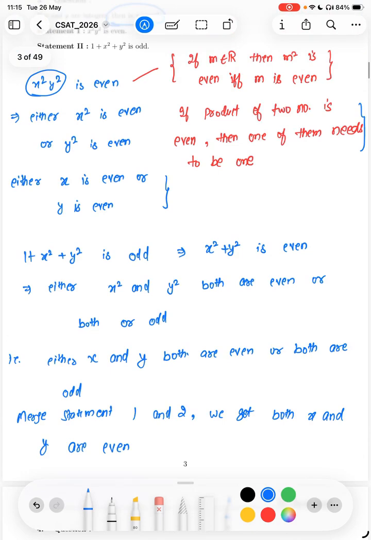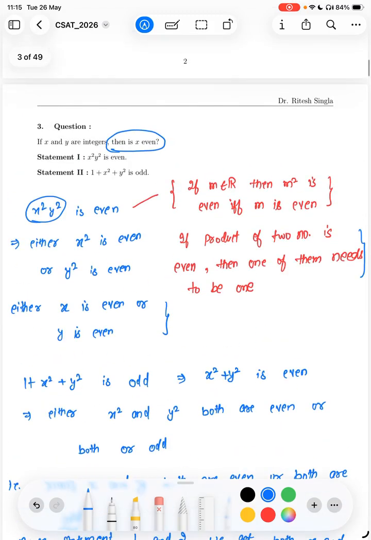Again, note that from statement 1, we got that either x or y is even. From statement 2, we saw that x and y are either both even or both odd. So none of them alone were able to justify anything whether x is even or not. But if I merge both the statements, then I get the information that both numbers have to be even. So the correct option is C. Like when you have both the statements, you are able to justify it. If you have only one statement, you cannot.